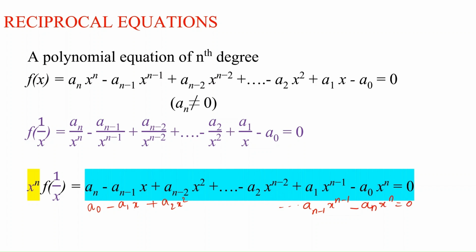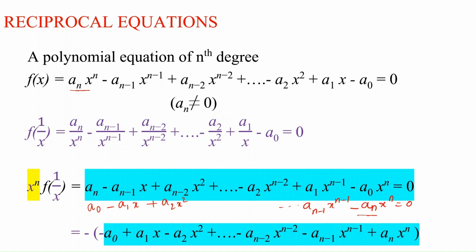is equal to 0. When we try to compare this with the original equation, we can see that the original equation has a_n, but here we have minus a_n. So what we can do is just take minus common from this equation so that it will resemble the original equation. On taking minus as common, we'll have this equation.